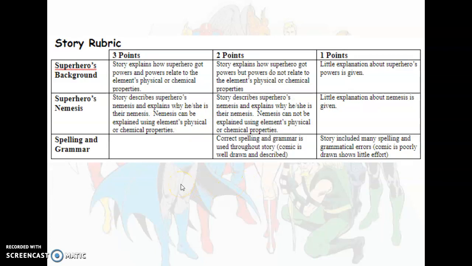And then the story rubric, the superhero's background. So again, it could be a story or a comic strip. But the superhero's background: the story explains how the superhero got powers, and the powers relate to the element's physical and chemical properties. The superhero's nemesis: the story describes the superhero's nemesis and explains why he or she is their nemesis. That's kind of a key thing, that you're explaining why they are battling each other. The nemesis can be explained using the element's physical or chemical properties.